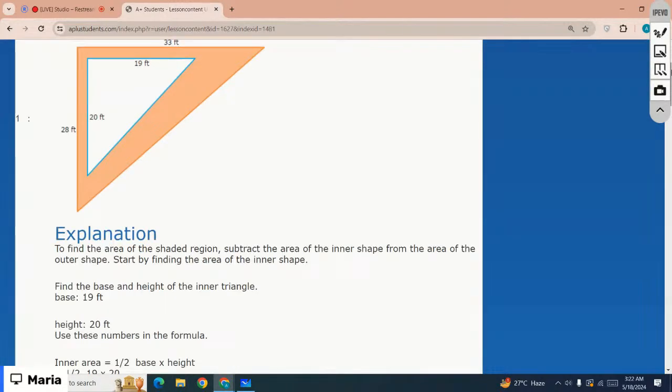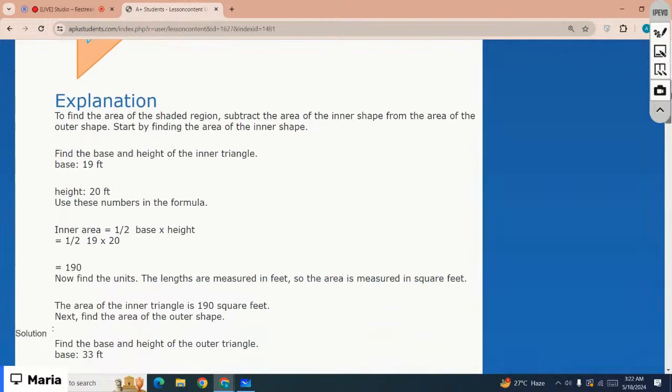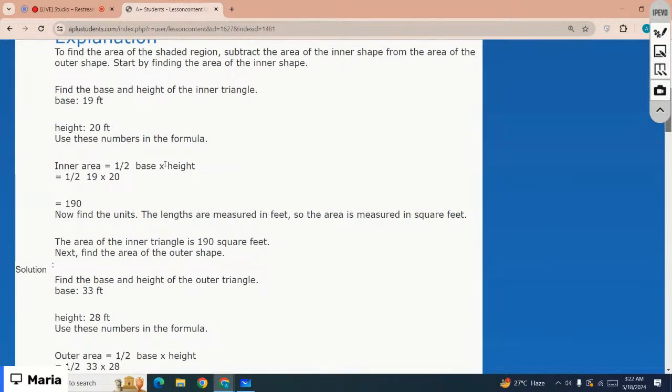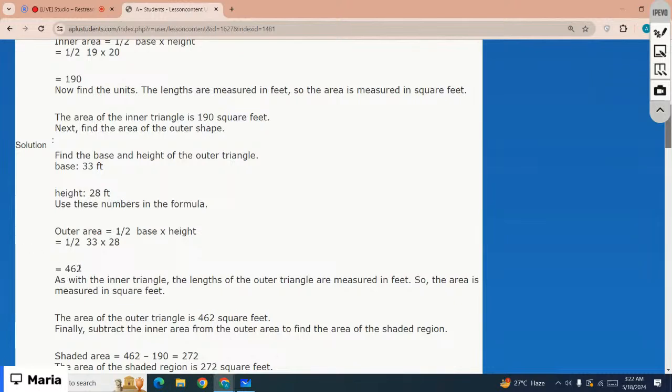How do we calculate? For this, you have to calculate the area of the colored portion and the area of the white portion. Then you have to subtract the area of the white portion out of the colored one. This way, you are left with just the area of the colored portion, right? So that is a triangle. The area of triangle is half times base times height. That is the area of the inner triangle. That is 190. Now use the same way and calculate the area of the outer one. That is 462, right?